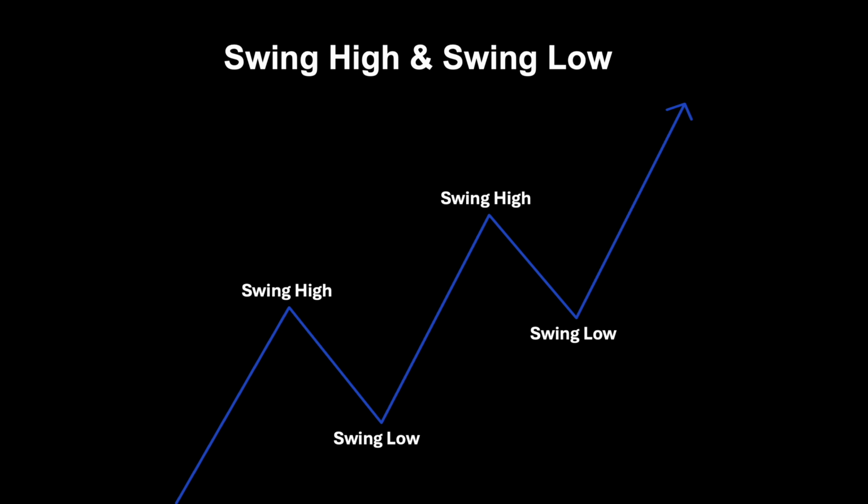A swing high is a candle that has a higher high than the candles on both sides of it. It's a local peak. A swing low is a candle that has a lower low than the candles on both sides of it. It's a local bottom. These swing points are the building blocks of market structure. Everything in SMC is built around these points.